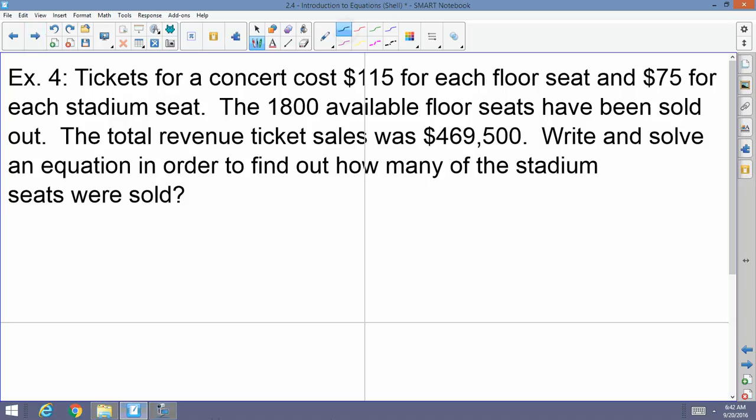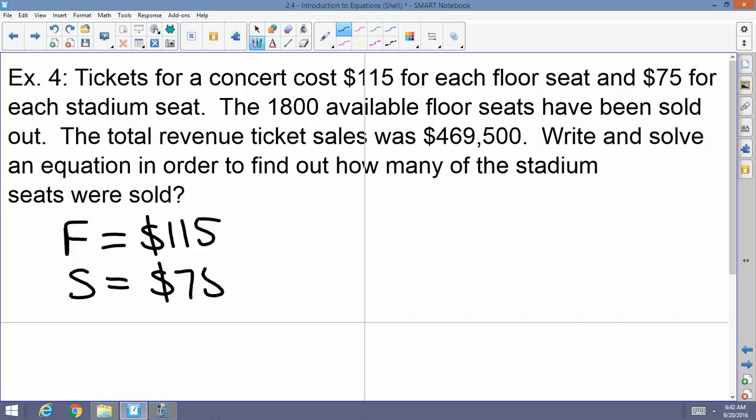Okay. Let's first label. We've got floor seats, which I'm going to call F, and the floor seats were $115 each ticket. And then we have the stadium seats, which I'm going to call S, and those are $75 each. And there's 1,800 available floor seats. We don't know how many stadium seats there were, but we do know how much they made in total.